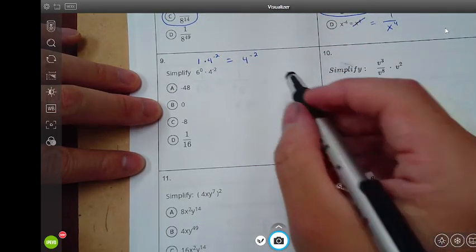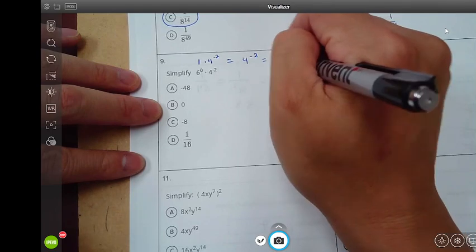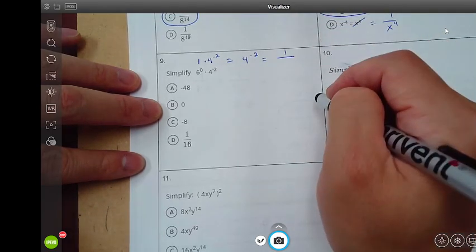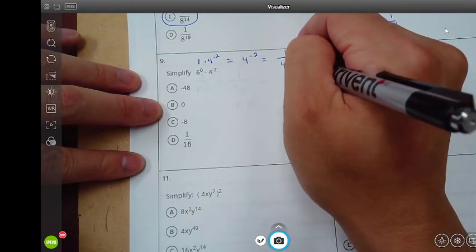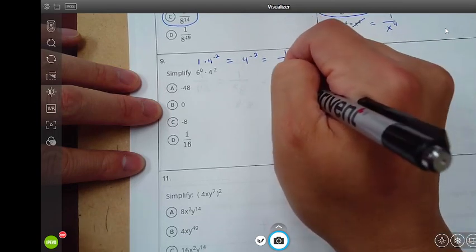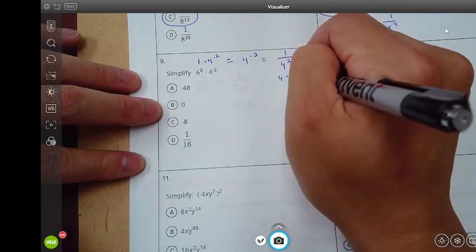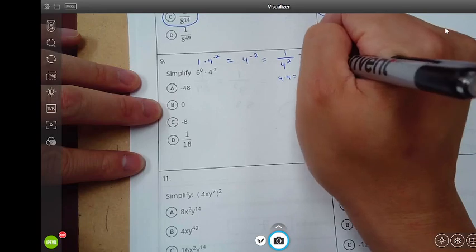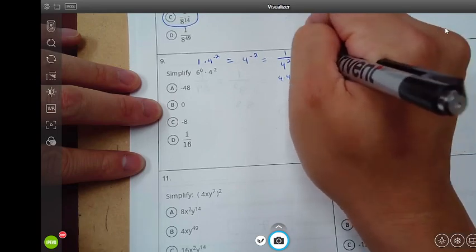All right, negative exponent, I have to rewrite that as a fraction. Numerator at the top is 1, 1 over 4 to the positive 2. And 4 squared is 4 times 4, which is 16. So this is 1 over 16. Okay, so that's option D.